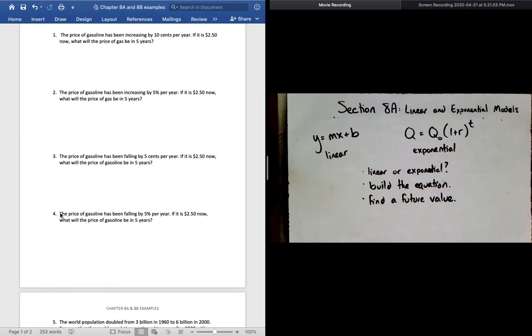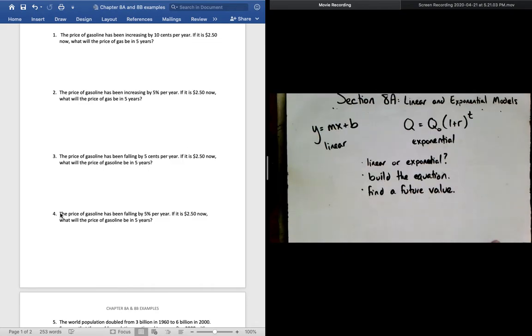I would ask, is this a linear model or an exponential model that would best fit this? Then I'd want you to show me what does that model look like. And then lastly, find a future value, or tell me what the value's going to be in 5 years or in 6 hours or in some period of time later on in the future. So we'll go through these 4 examples right here one at a time. Hopefully we'll get a little more understanding of when we use linear and when we use exponential.